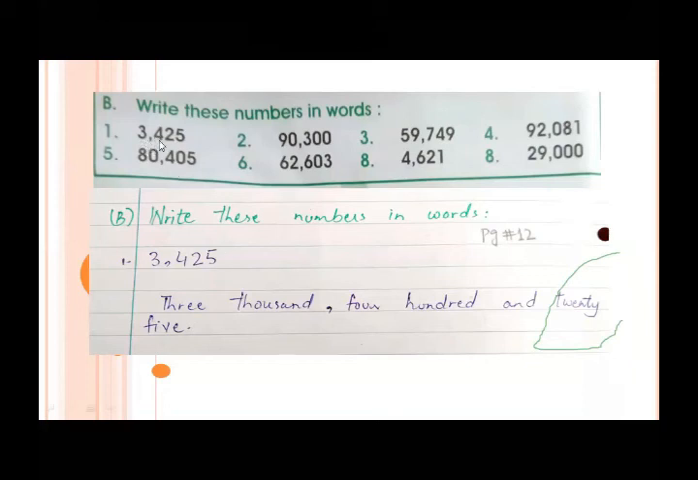3,000, comma, 425. How to write in words? 3,000, comma, 425. This is a very easy part. Okay, 80,000 comma 405, you write 80,000 405. 90,000 and 300. 59,749. 29,000. In this way you write in words, but don't forget to put a comma. Okay, if you want to take a screenshot, take it. Hurry up.